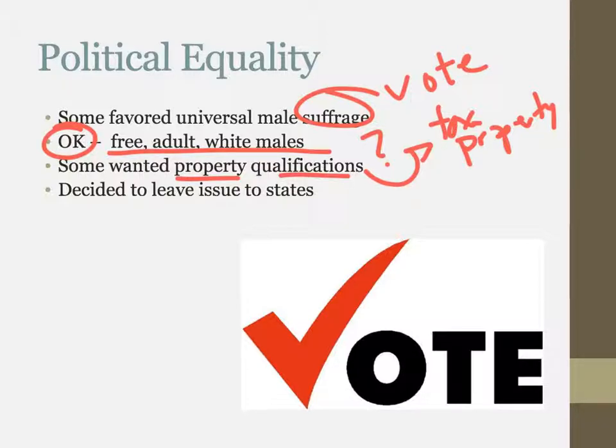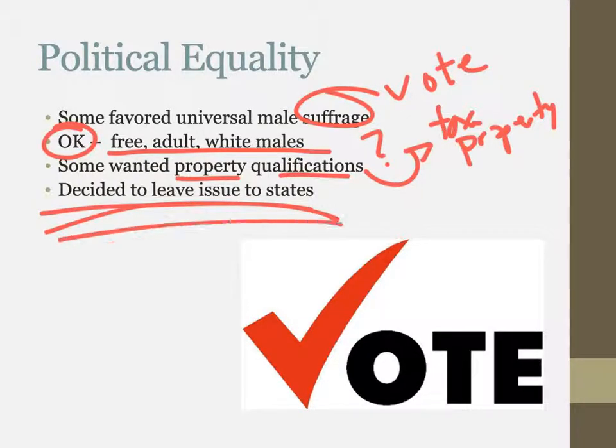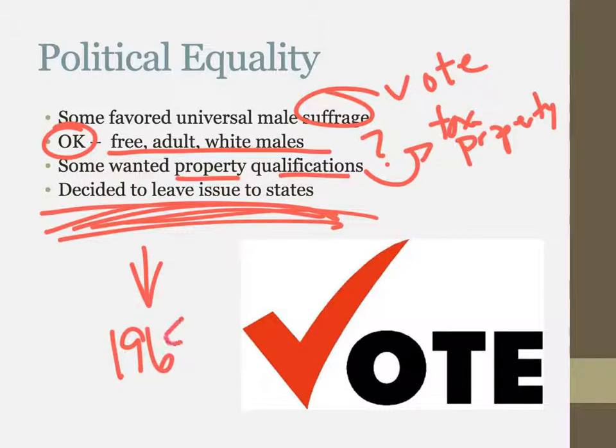Well, they decided to get rid of that, or at least they decided not to adopt that nationally because they couldn't figure anything out nationally. And so, in a very momentous move, they decided to leave the issue to the states. And this is a problem until the Voting Rights Act of 1965.